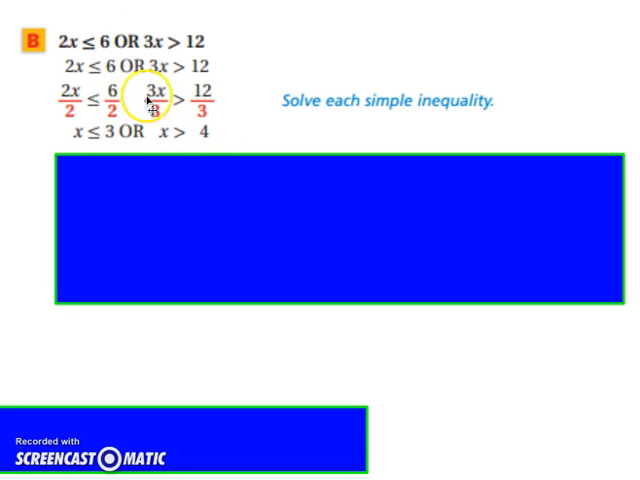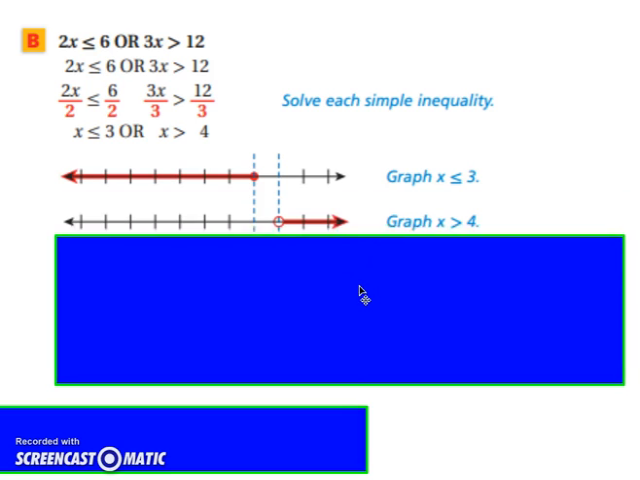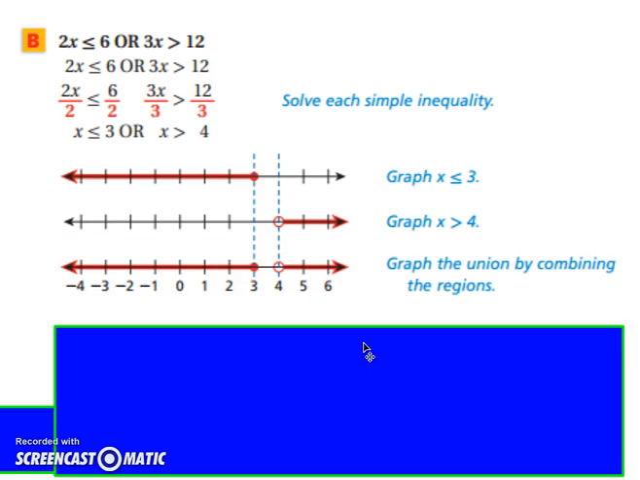So when you're dealing with OR, it's generally easier to make sure that you keep them both completely separate, solve completely separately, and then in the end, when you graph them, put them together. So we have x is less than or equal to 3, and then x is greater than 4. And put them together in the same graph. So x is less than or equal to 3, and x is greater than 4. You don't have to put these 2 steps. You can just do the end step all at once. It's your choice.